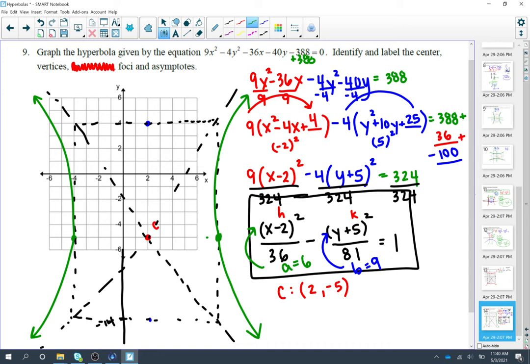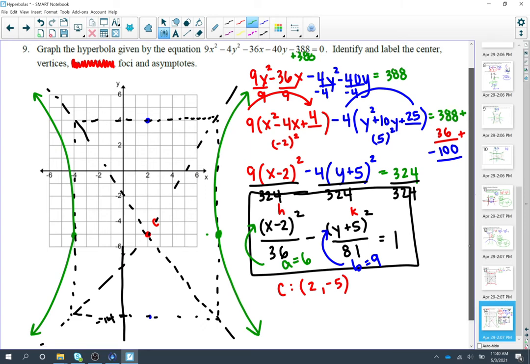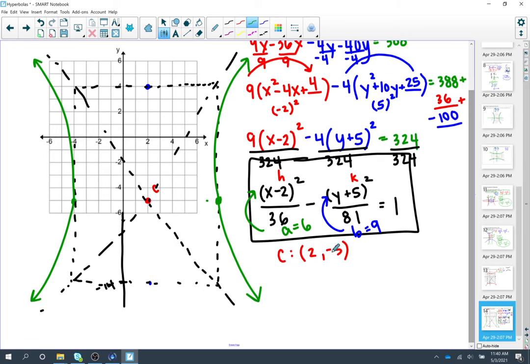We just have to keep going and label the center, the vertices, the foci, and the asymptotes. We have already labeled the center at 2, -5. The next thing I'm going to look at are the vertices, which are my green dots. Now, from the center, which was at 2 here, we had to go 6 more, which puts me at 8, -5. And then on my other side, I'd have to back it up, which puts me at -4, -5.